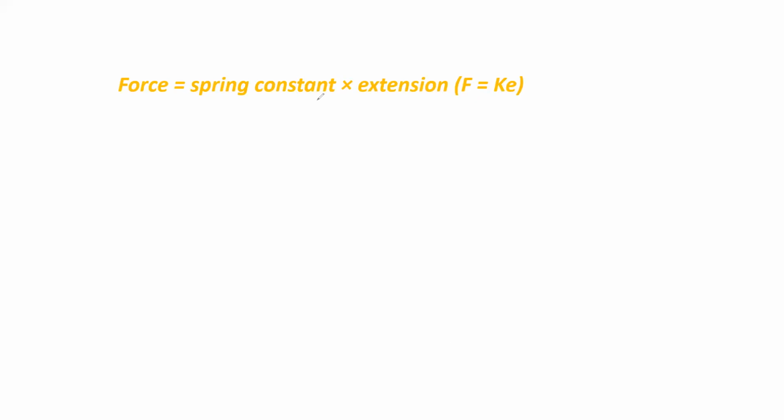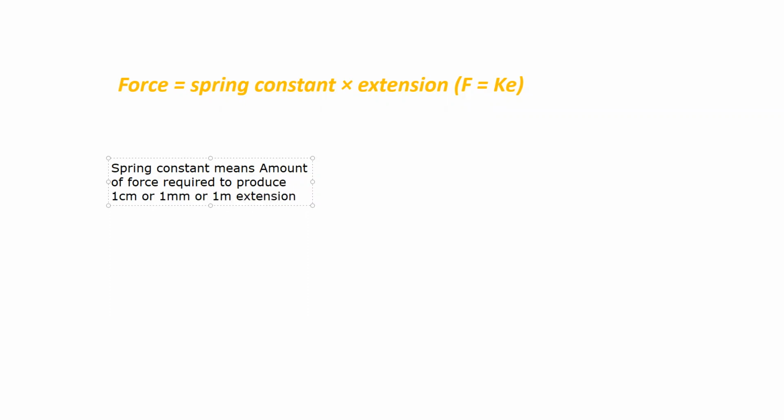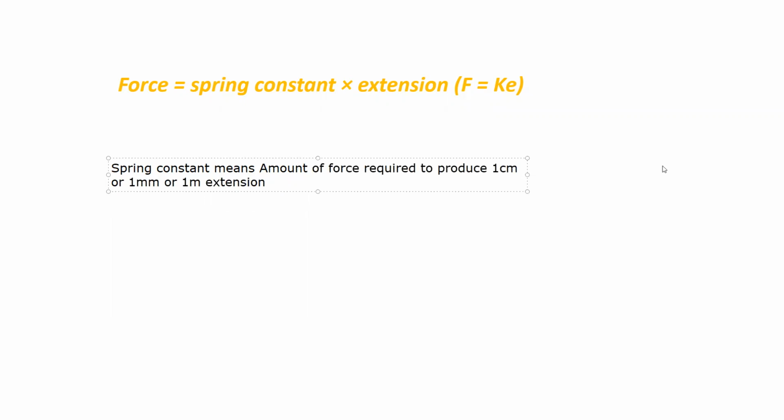Spring constant means the amount of force required to produce 1 centimeter or 1 millimeter or 1 meter extension. It depends on what unit we are taking for extension. So how much force is needed to produce 1 centimeter, 1 millimeter or 1 meter extension? We call that the spring constant.